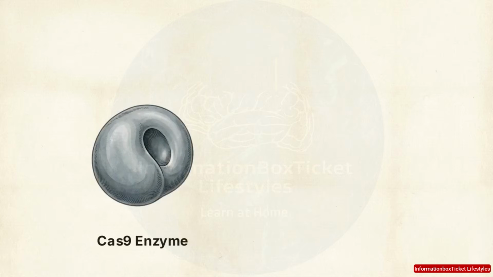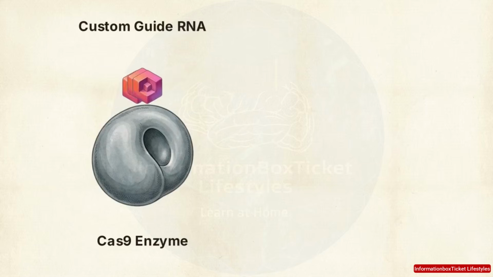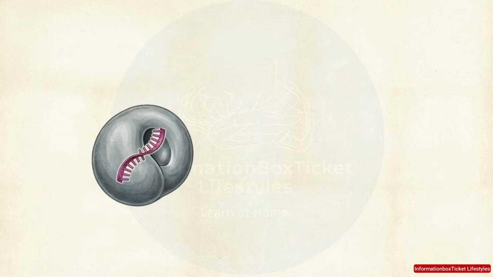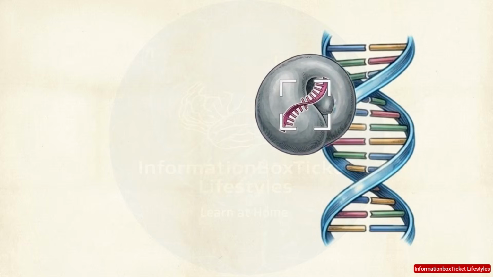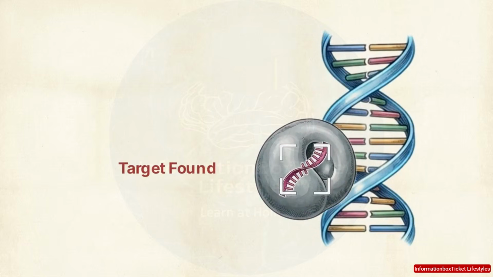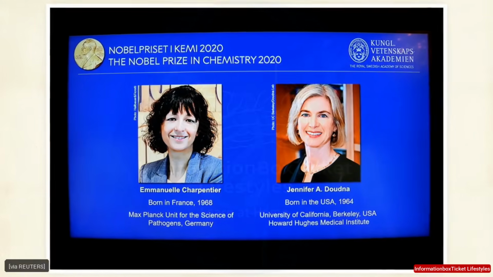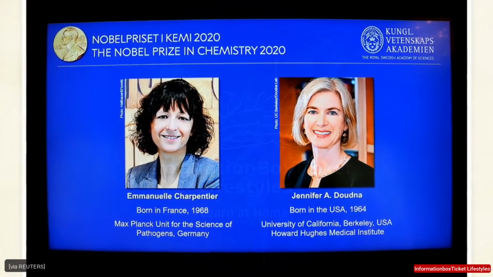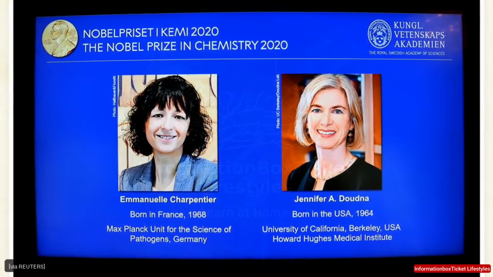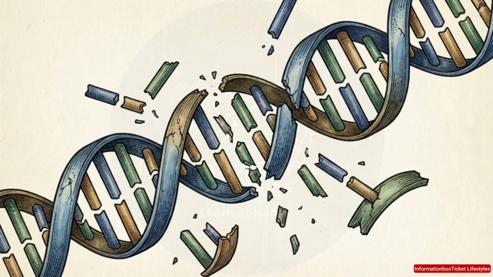Bioengineers realized they didn't have to wait for a virus. By synthesizing their own custom guide RNA, they could program Cas9 to hunt down and target any specific sequence, even inside the human genome. The development of this programmable targeting mechanism earned Emmanuelle Charpentier and Jennifer Doudna the 2020 Nobel Prize in Chemistry, but applying this directly to human medicine posed a massive safety risk.